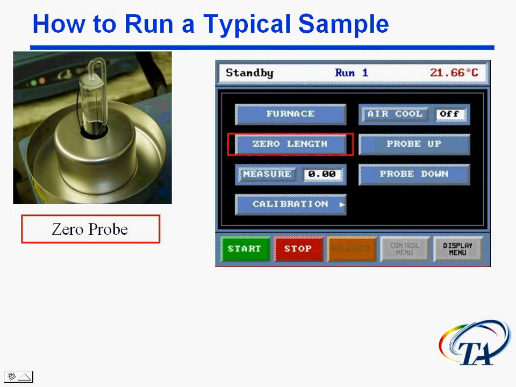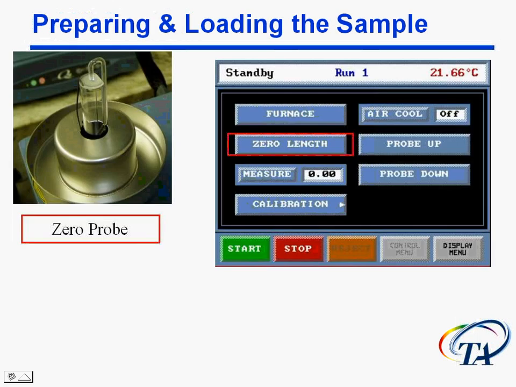Now, sample. One of the first things we need to do is zero the length. So we're going to take the probe and zero it against the stage by just hitting the zero length that's highlighted here.